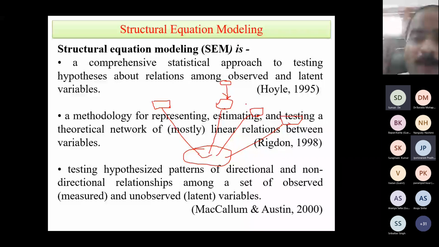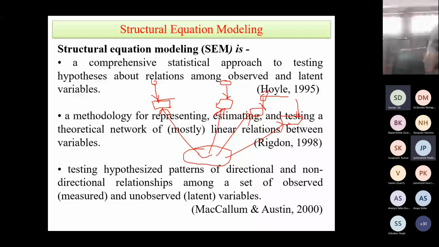So what Wholey said is simply a relationship between construct, or latent variable, to the observed variable, or factor to the exogenous variable, or construct to the indicator, whatever you say. Everywhere this error term will be added. We have already seen this. So this is simply the definition of Wholey.